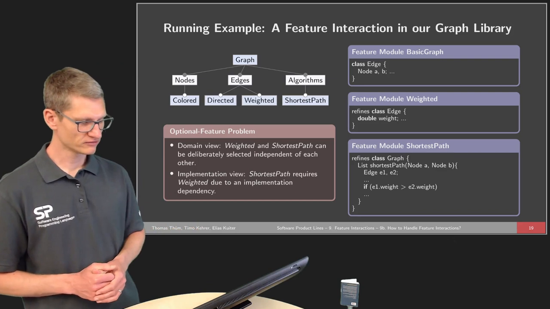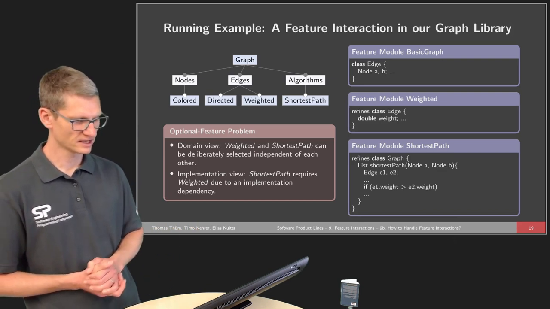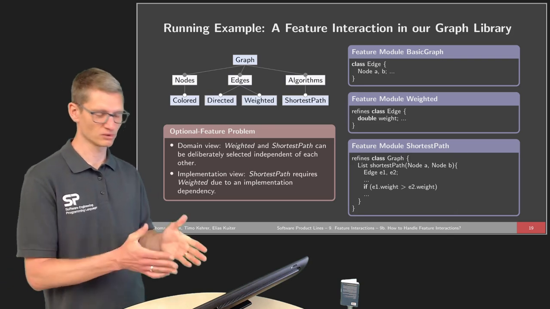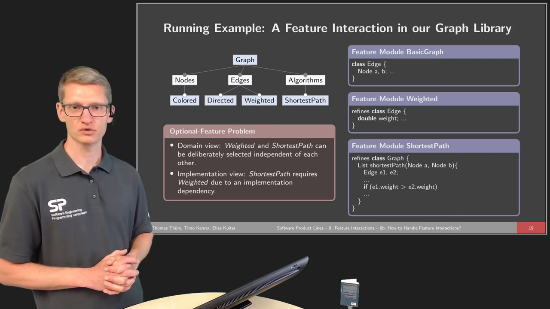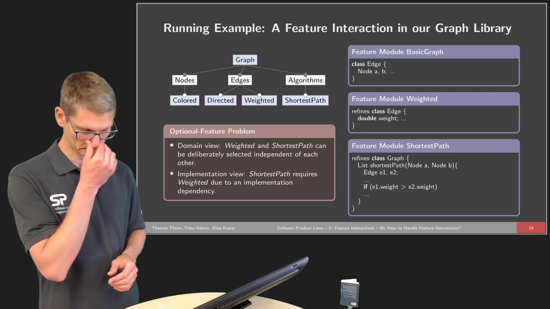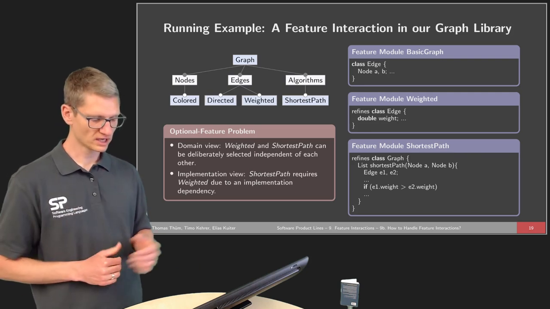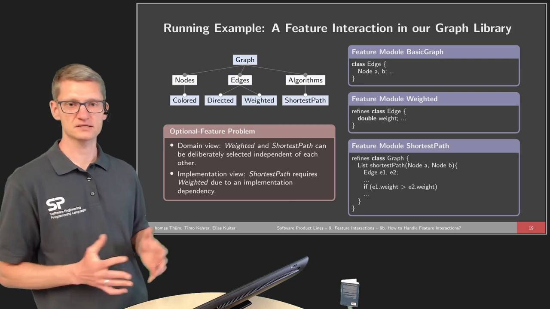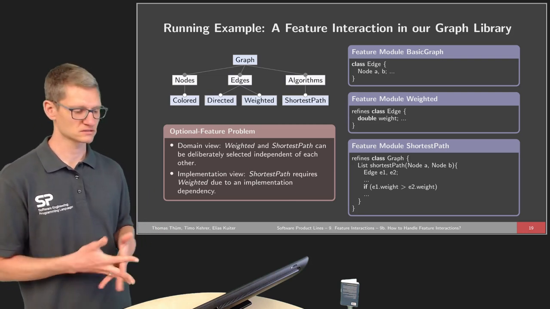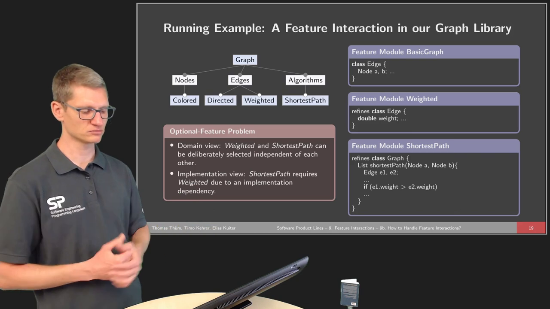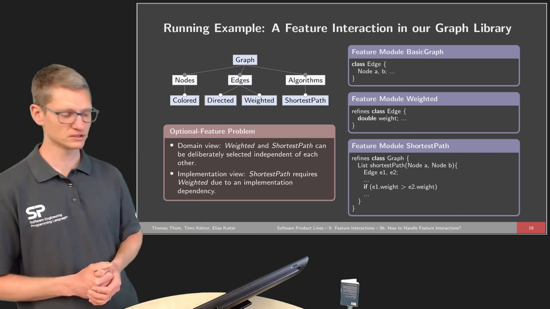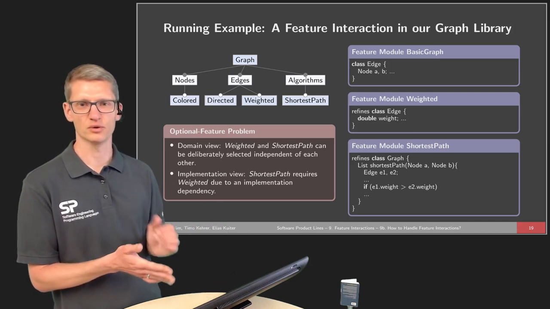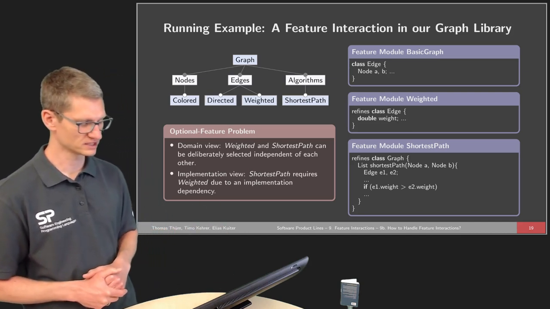So basically, we have a feature basic graph. It has edges and nodes, and we have a feature module weighted. So we're referring to feature-oriented programming for this example. Then we have the weight defined as a double, as an additional attribute that we would add to the class edge over here. For those not familiar with feature-oriented programming, you might want to go back to the particular lecture where we explained it.